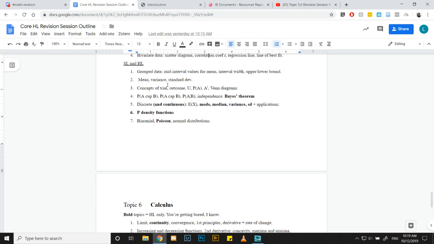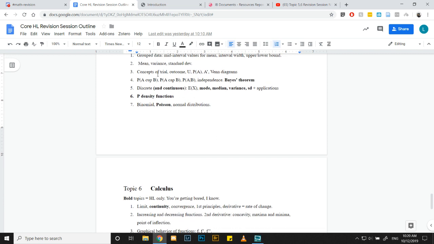So HL contents. Now we have grouped data, midpoint interval values for the mean, interval width, upper and lower bound. I don't know what this is referring to. I think this is referring to the IQR, probably. Okay. Let's look at mean, variance and standard deviation.